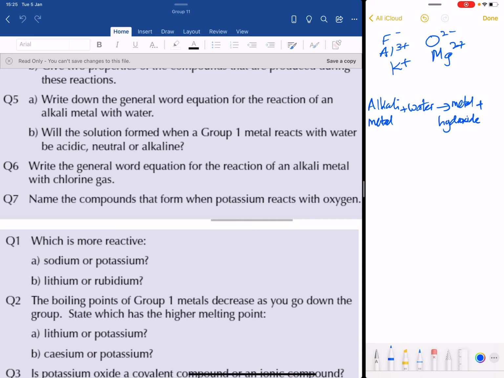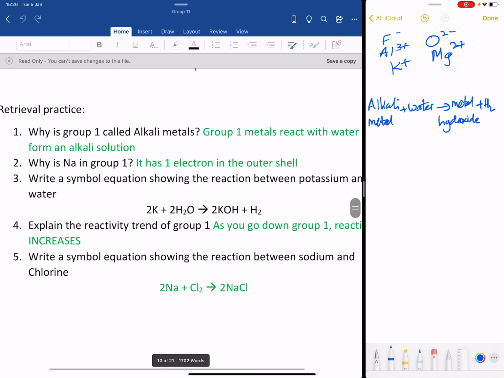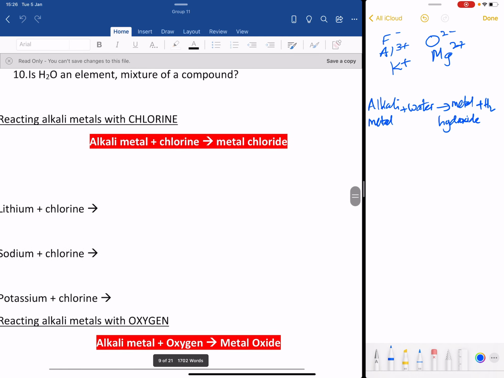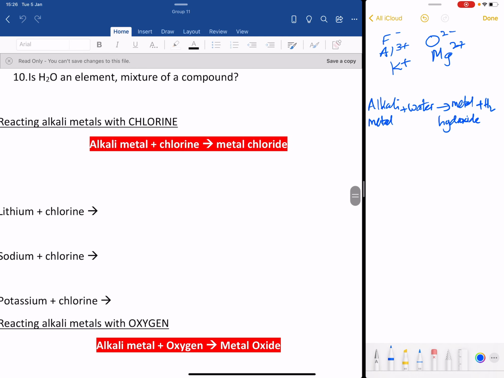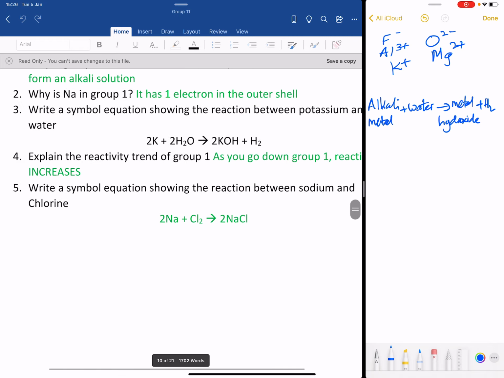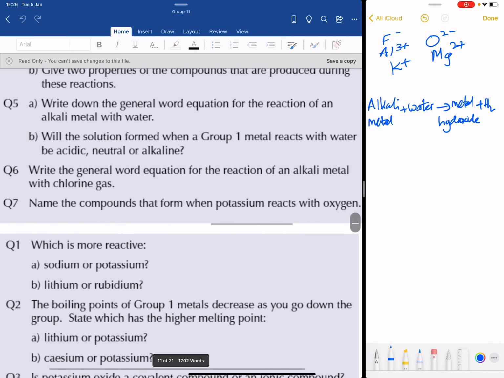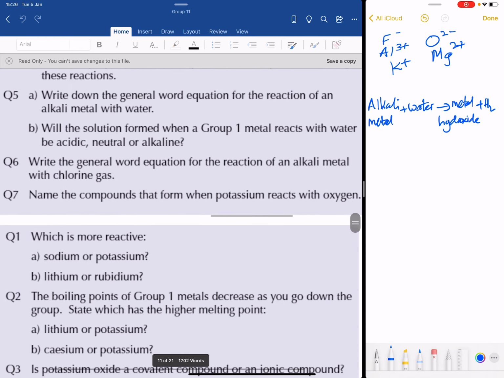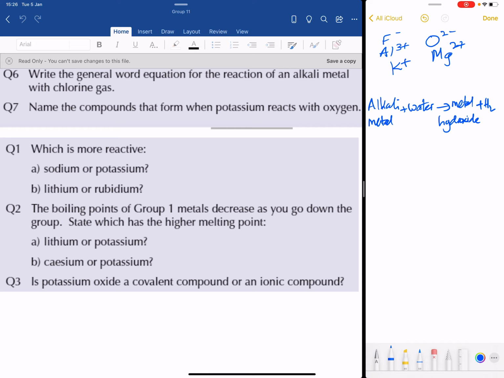Number 6, write a general equation for the reaction between alkali metal and chlorine gas. You will get alkali metal plus chlorine gas will give you metal chloride. Number 7, name the compound that forms when potassium reacts with oxygen. That's potassium oxide.